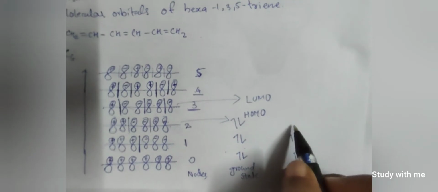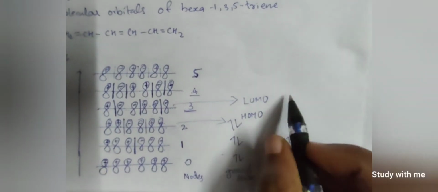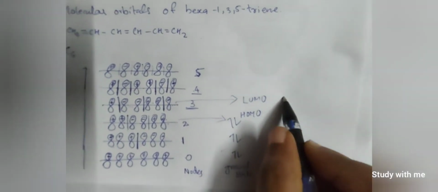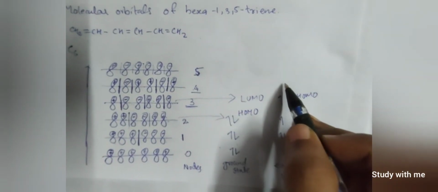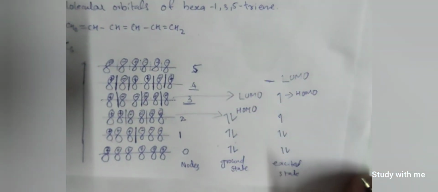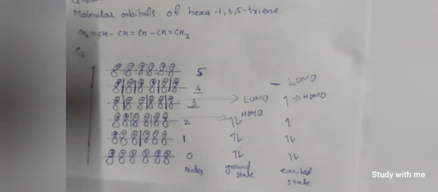And if we consider the excited state, the first one will have 2 electrons, the second one will have 2 electrons. From the third one, 1 electron will be excited to the fourth one. So the third one will have only 1 electron, and the other one will be excited to the fourth one. So here the fourth one will be the HOMO, the highest occupied molecular orbital. Then the LUMO will be the fifth one, isn't it? Here we will not have any electron, so the LUMO will be the fifth one. This is the C6 system.